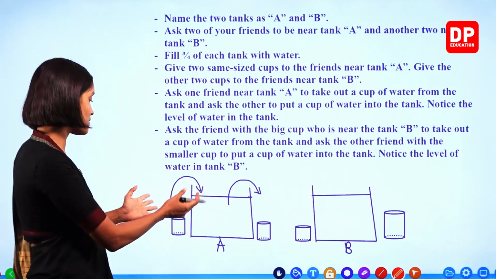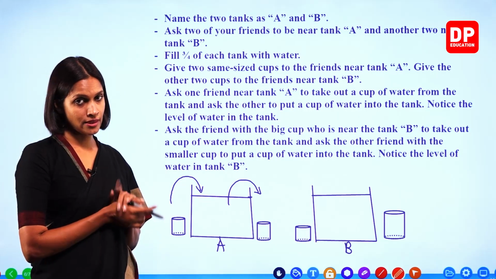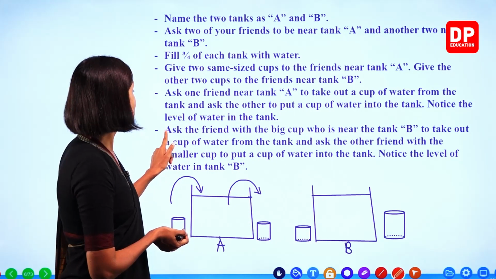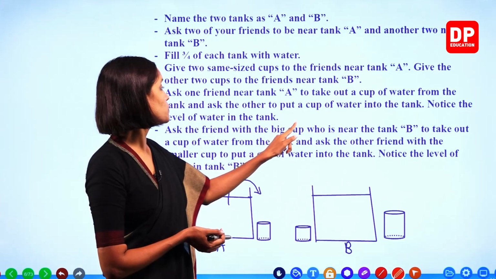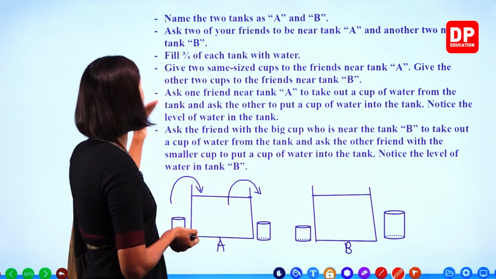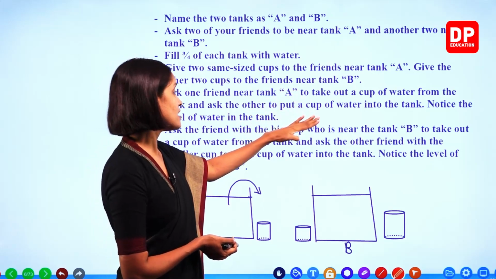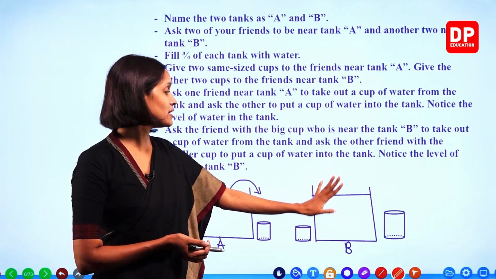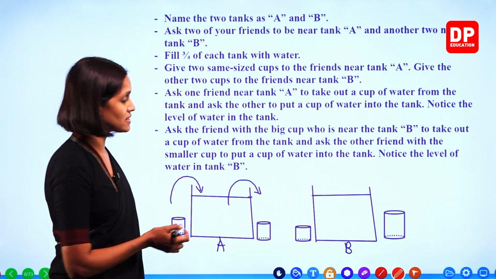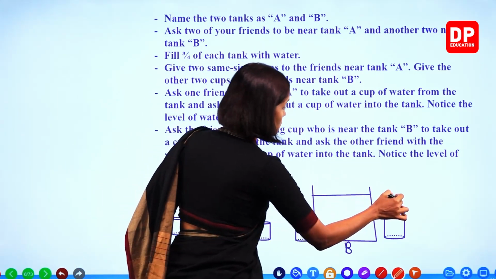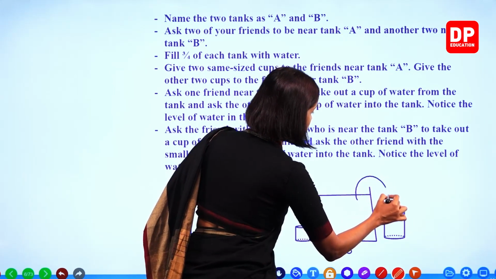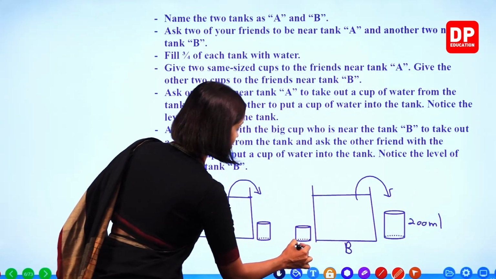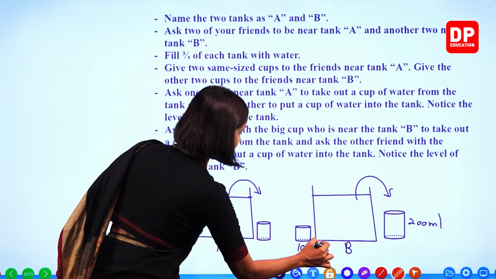So you have to keep another water basin separately. Right, children? Here, ask the friend with the big cup near tank B to take out a cup of water from the tank, and ask the other friend with the smaller cup to put a cup of water into the tank. Now here the story is different. The friend with the big cup should remove water. Let's consider the volume is 200 milliliters, and this is 100 milliliters.